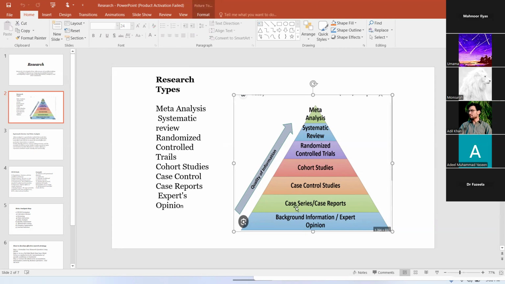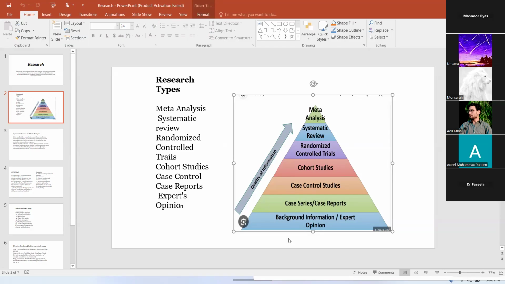Now let's come towards case series and case reports. Case series and case reports are short papers in which, if we encounter a rare case, we can't say we give information to the editor, but we write a short paper on it. So this is called a case report.